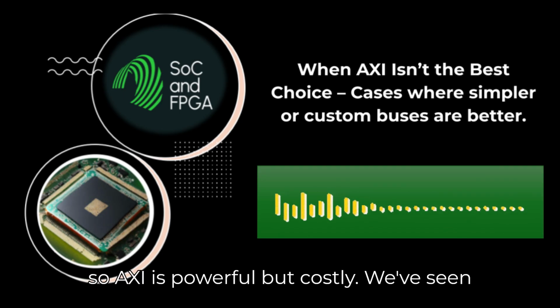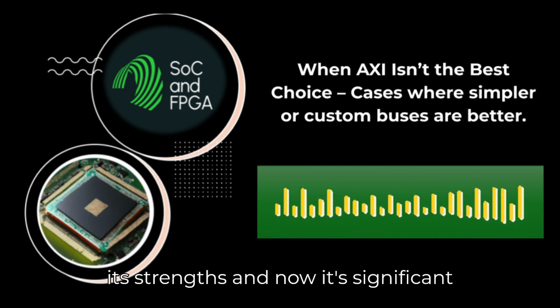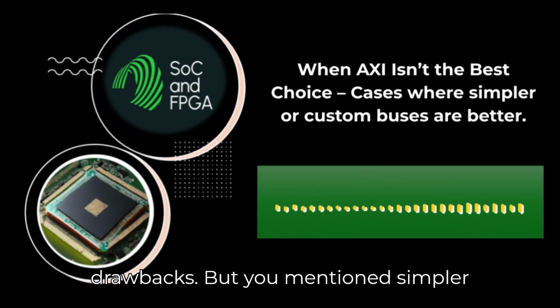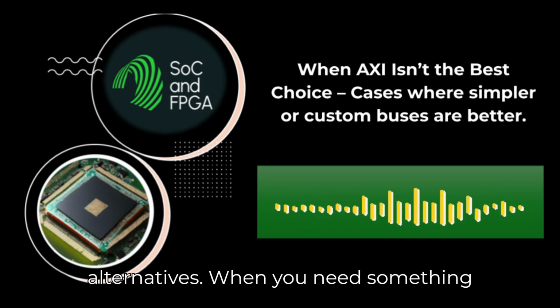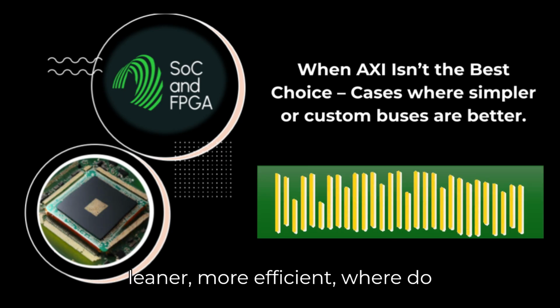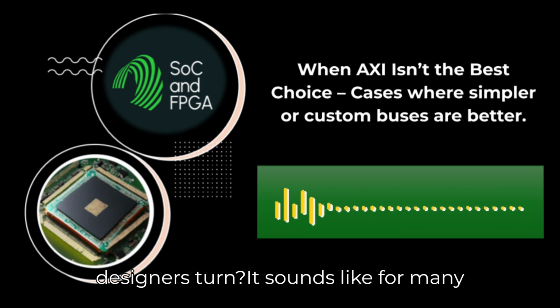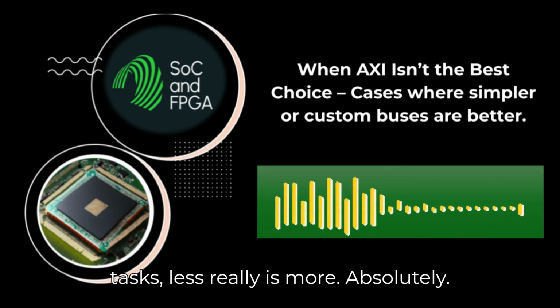Wow, okay. So AXI is powerful but costly. We've seen its strengths and now its significant drawbacks. But you mentioned simpler alternatives. When you need something leaner, more efficient, where do designers turn? It sounds like for many tasks, less really is more.